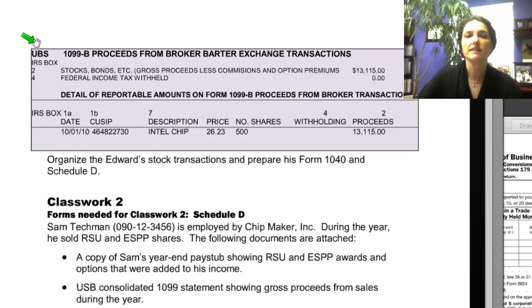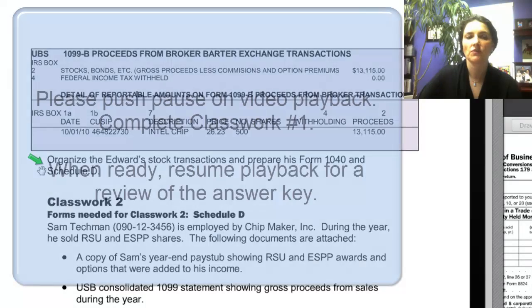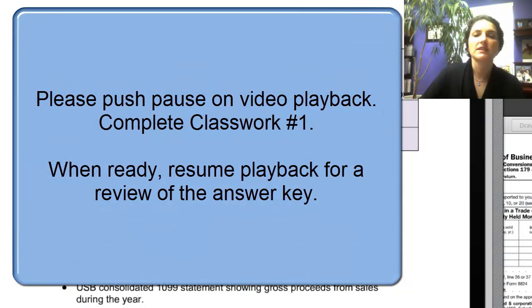And here is the 1099-B reflecting the sale of that Intel stock option. Please organize Edwards' stock transactions, prepare his Form 1040 and the Schedule D shown here. Please push pause at this point. Complete the Schedule D and Form 1040 for Jake Edwards. When you are finished completing those forms, please resume video playback for a review of Jake Edwards' 1040 and Schedule D.